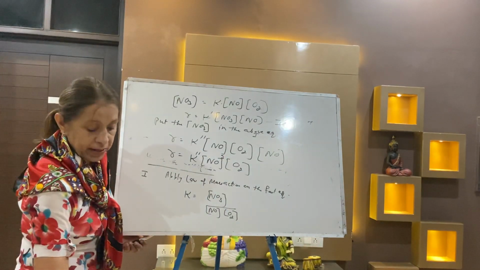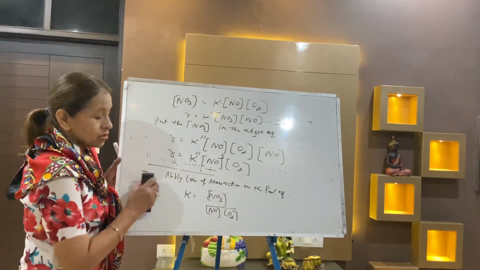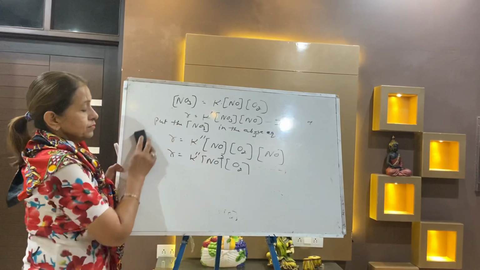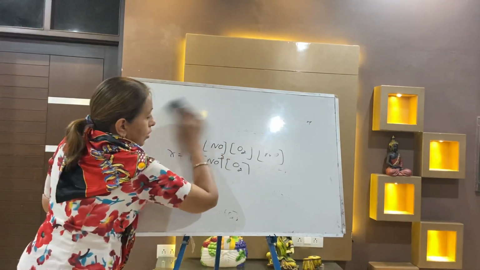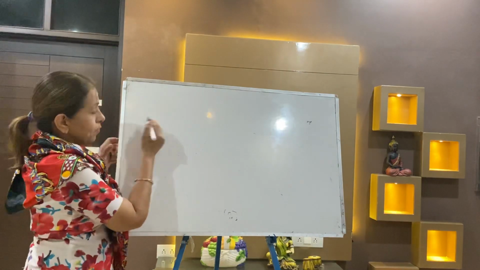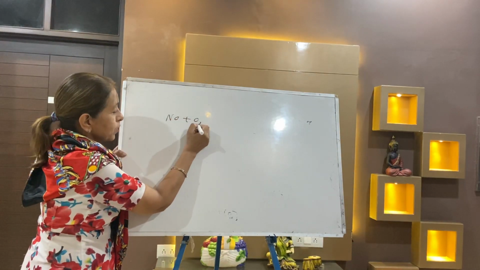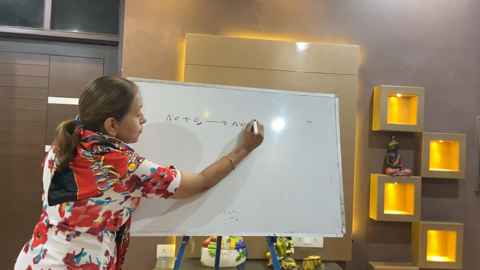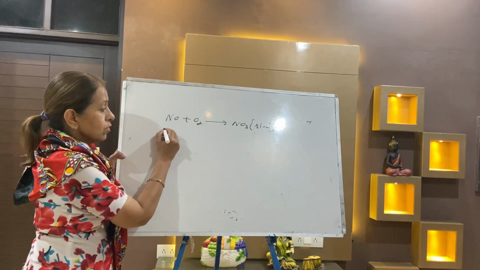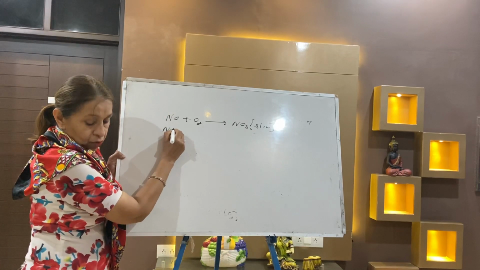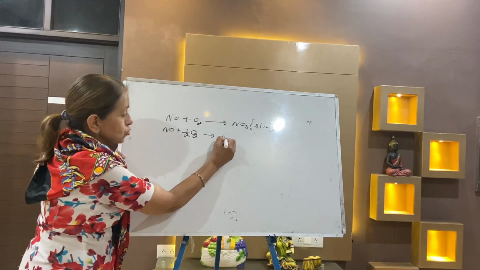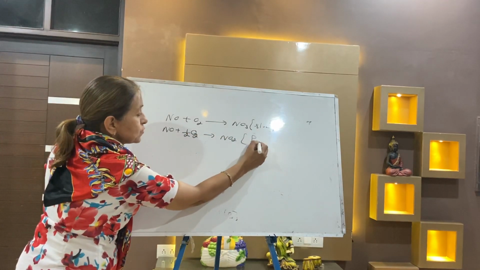I will take one more example. Now write down the second question of today's lecture. Again write the rate equation. NO + O2 → NO3. The first step is slow. Next is NO3 + NO + half O2 → NO2. The second step is fast.